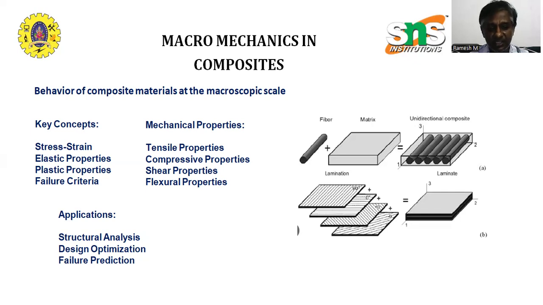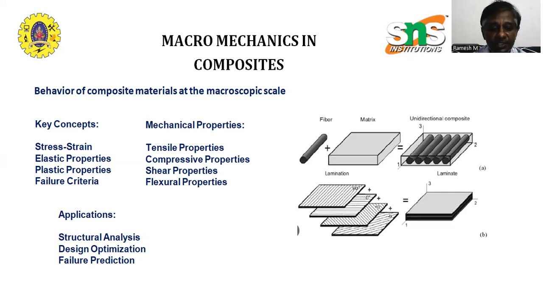So higher order theory is generally used for getting a higher level of accuracy, so that we can predict the composite behavior, how it deforms, and how it affects the plastic as well as material properties of the composites.